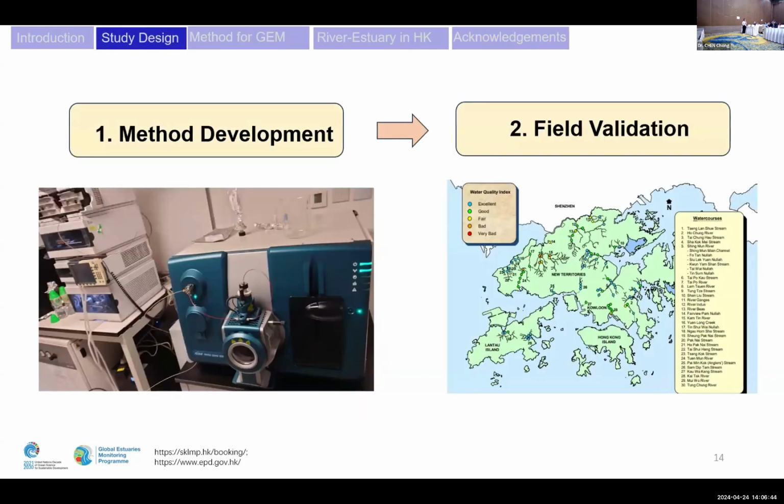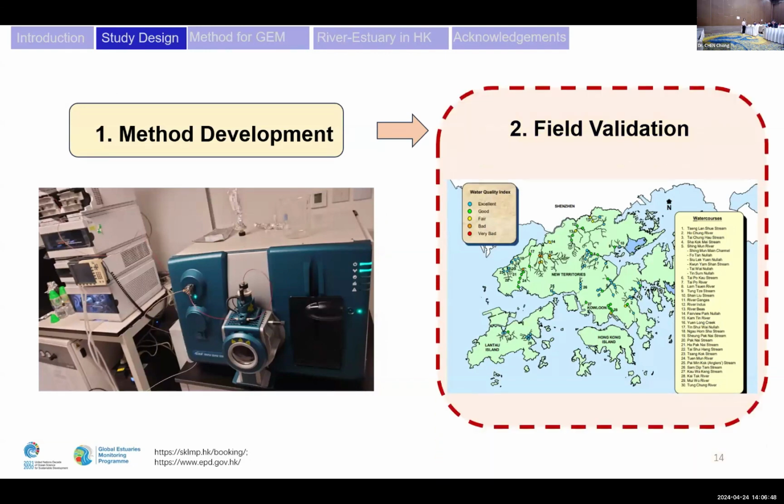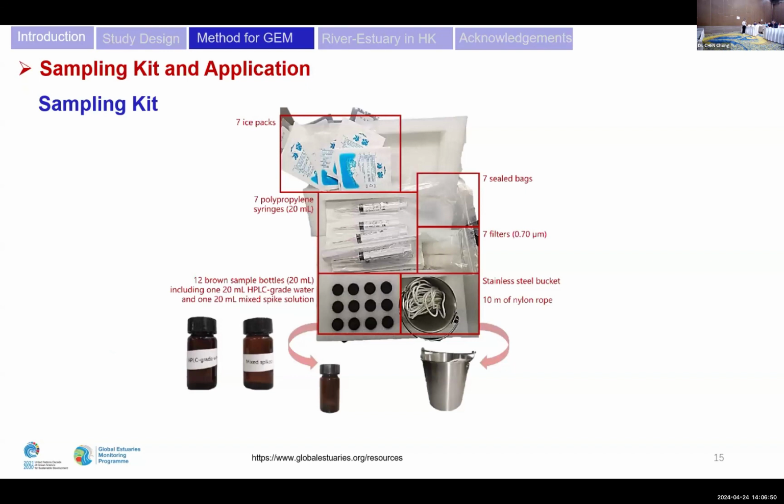Now let's move to the second part, the field validation. Before conducting the sampling activity, let's have a quick look at the sampling kit of our method. It mainly includes the water sampling items and cooling items as well as the labels.